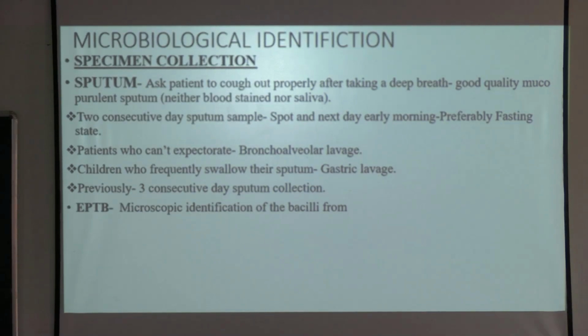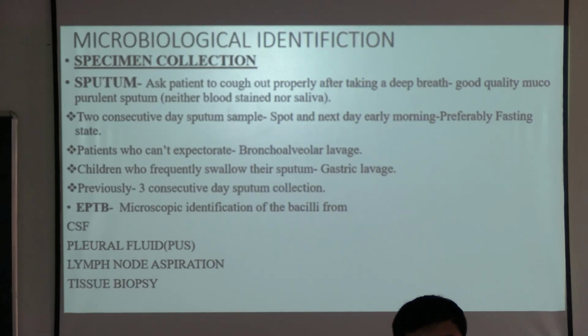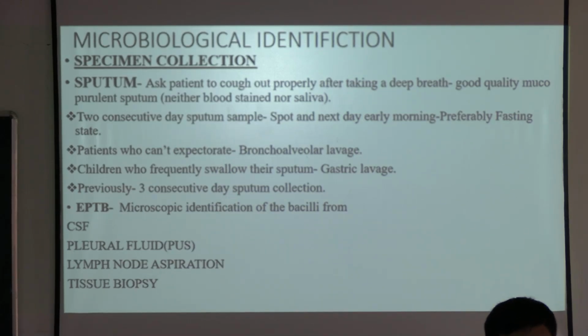In case of extrapulmonary tuberculosis, microbiological identification is from CSF, pleural fluid, specifically pus, not sterile or serous pleural fluid, and lymph node aspiration, tissue biopsy, but yield of AFB bacilli in tissue biopsy is very low. So actually the diagnosis is after seeing the granuloma, not seeing direct AFB bacilli.